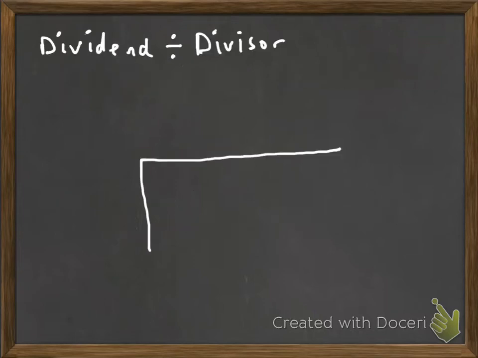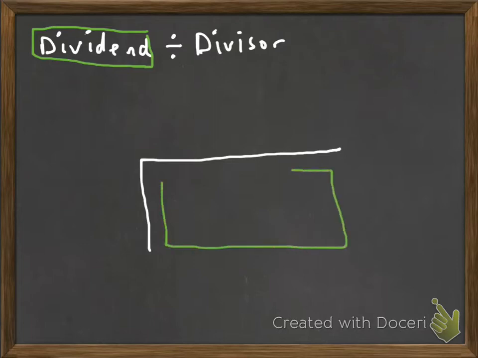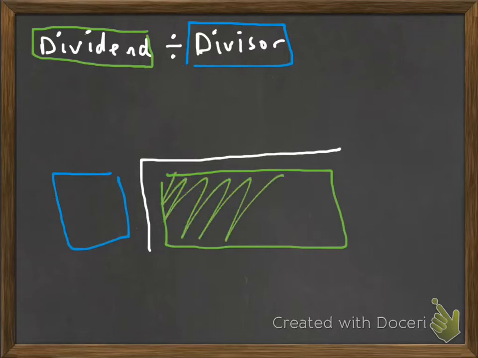Let's begin. First of all, it's important to know the terms that we're going to be using today. The first one is called the dividend. That's the first number that you see when you're seeing division of two numbers, and it goes inside the house, inside the fraction bar. The second number is what we call the divisor, and that goes outside the house. So again, the dividend goes inside the house, and the divisor goes outside the house.